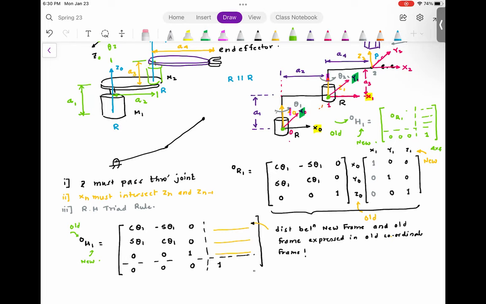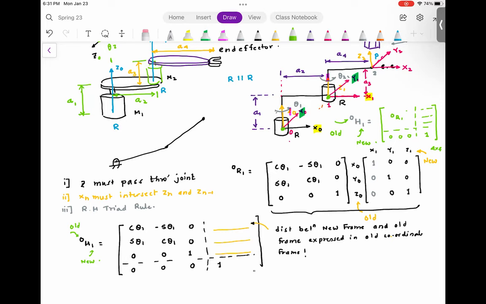You agree with me? However, if theta 1 is not zero, say 5 degrees, 10 degrees, 15 degrees, you are looking at this case, right? Which means, if theta 1 is non-zero, I need to travel A2 cosine theta along X0 and A2 sine theta along Y0. Are you with me so far? Once again, I repeat.